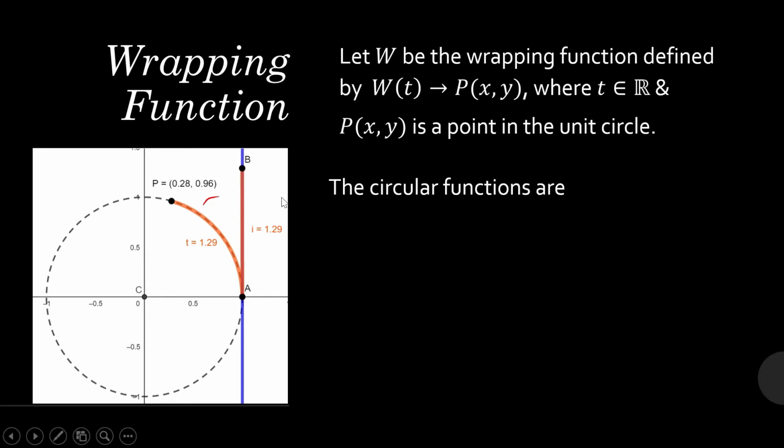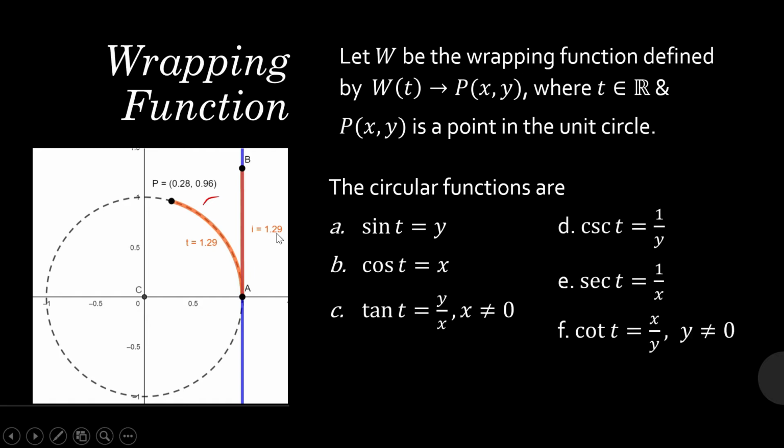And so our circular functions are sine, cosine, tangent, cosecant, secant, and cotangent. So the values of these functions have to do with the point that corresponds to an arc whose length is t. Sine of t is equal to the y-coordinate of that point. Cosine of t is equal to the x-coordinate. Tangent of t is y over x, so on and so forth.